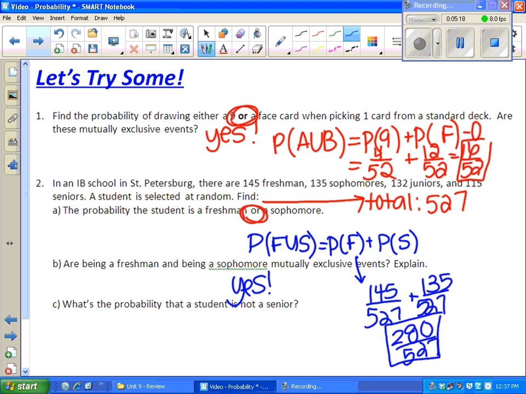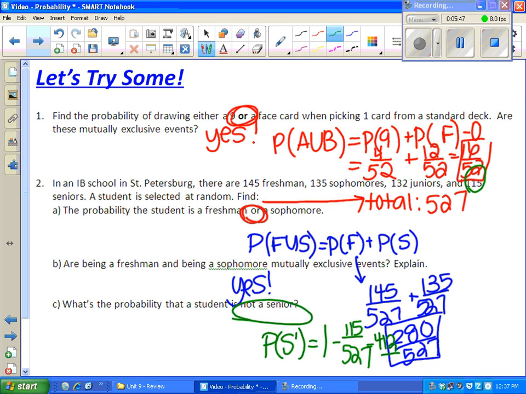Now they want the probability that a student is not a senior in part C. So that's interesting. They want the probability that they're not a senior. So what did it say? It said the probability that they are a senior would be 115 out of 527. So the probability of not being a senior would be 1 minus the probability of being a senior. So that would end up being 412 out of 527. That's the answer to part C.